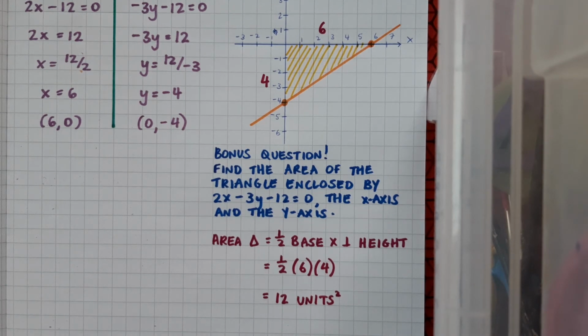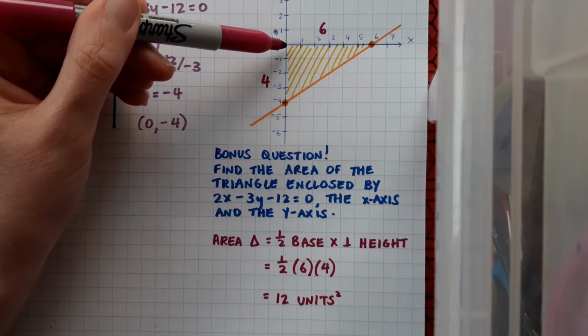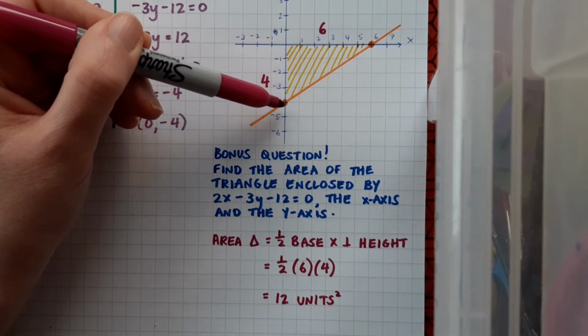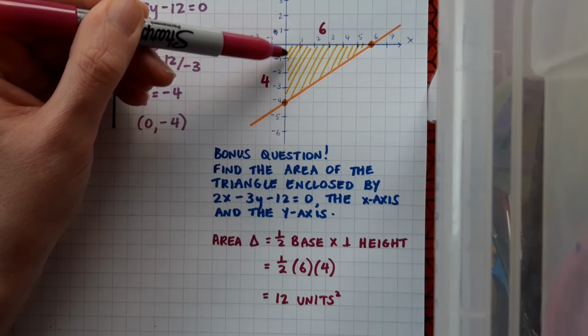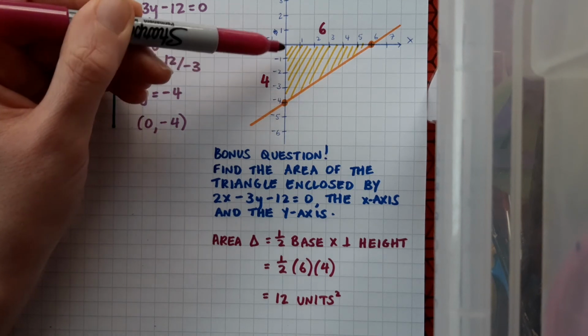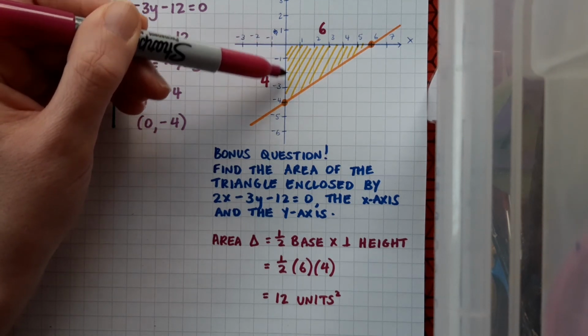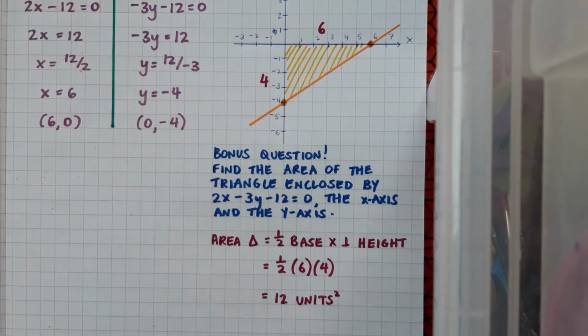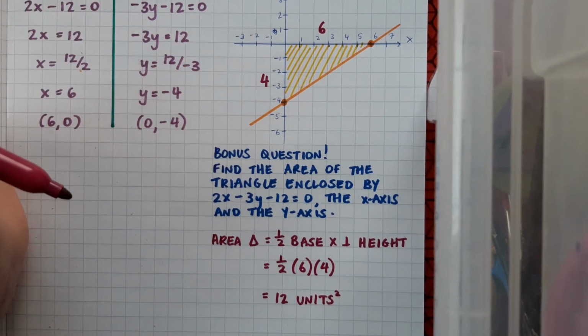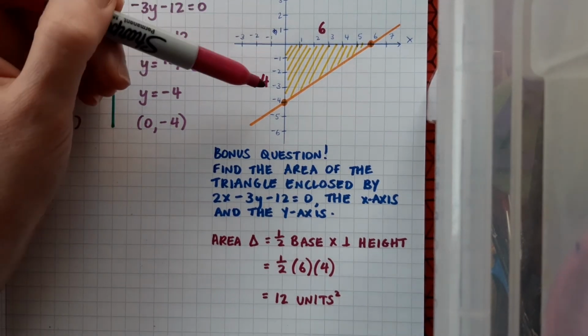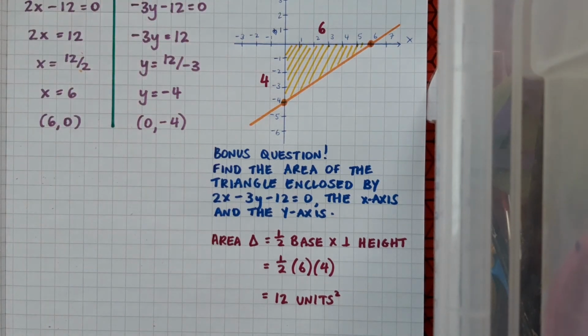Just to note something of interest here: even though we're counting down into the negatives on the y-axis, if I look at the actual length of the side of the triangle, it's 1, 2, 3, 4 boxes. So it's still 4 boxes down, and that's why I'm giving 4 here as my measurement for height. Measurements of distance or length of sides will always be positive values.